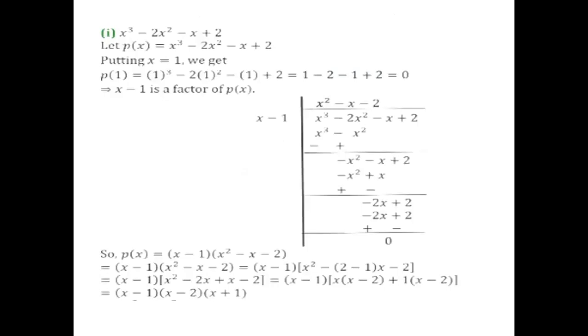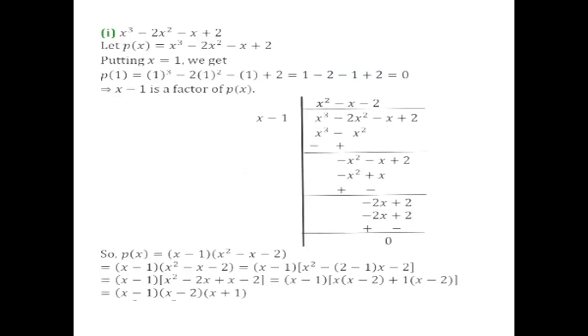Now, the very first thing is to find the factor. One factor out of the 3. Now, how to go about that is, go to the constant term of the question. So what is the constant term? The constant term is 2.